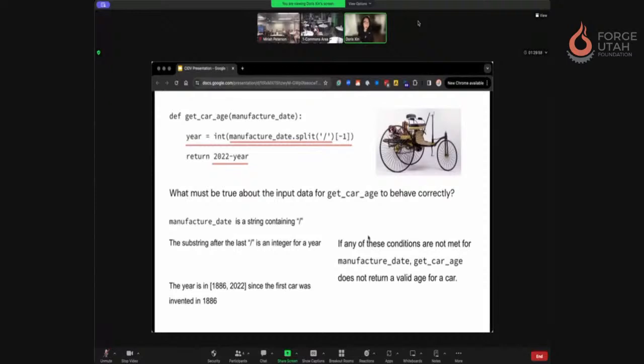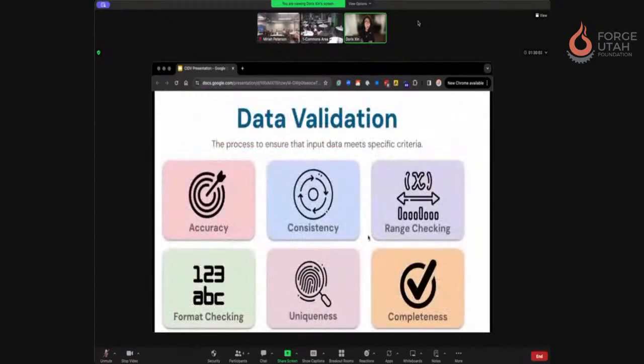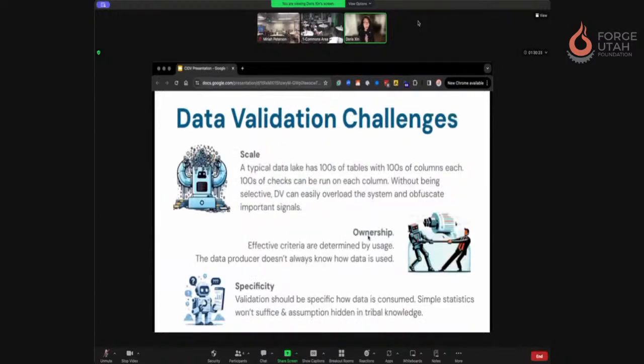So this is just a detailed walkthrough of how we think about data validation. There are many, many different kinds of criteria you can have for data validation. You can assert on accuracy, consistency, range check like we did, format check like we did, uniqueness, completeness. So really, the possibilities are endless, and what really needs to happen is that it needs to be specific to your use case.